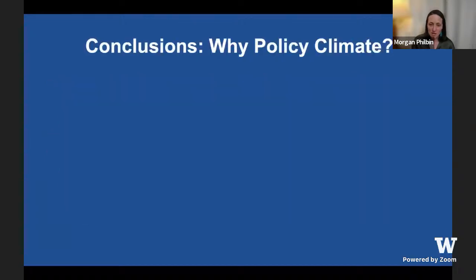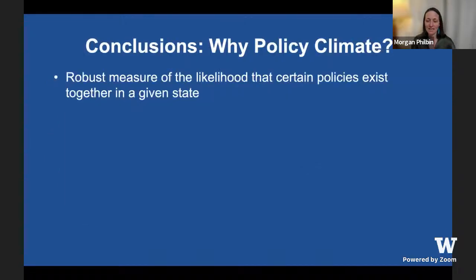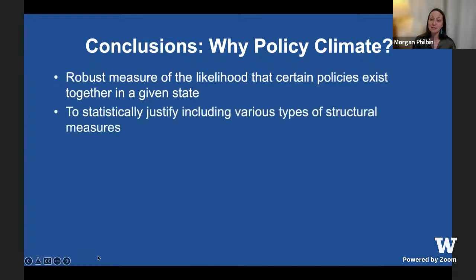So briefly to summarize, I want to wrap up by highlighting the advantages of using this policy climate approach as an exposure. So first, it's a robust measure of the likelihood that certain policies exist in the same form at the same time in a given state. And this approach can comprehensively capture a broader measure of structural level exposures in a way that a single policy approach cannot. Also, it allows us to statistically justify including various types of measures into the exposure. So policies, practices, attitudes, funding streams, versus simply using them as control variables.